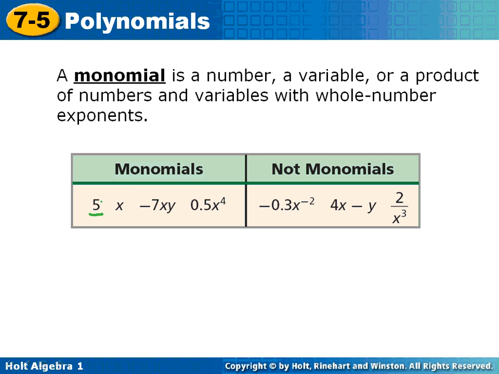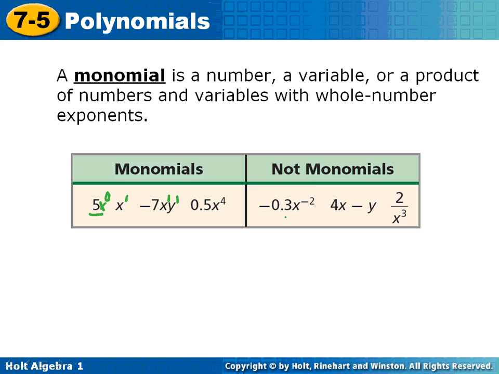Now 5 would be considered 5x to the 0 power. X is also a monomial. It would be considered to the first power. Negative 7xy is also a monomial, and it's also to the first power. And 0.5x to the fourth is also a monomial. A monomial is a single term that has nothing added or subtracted to it.